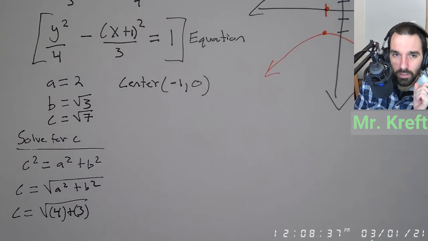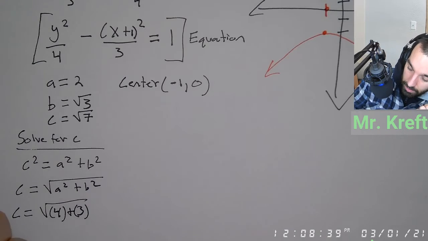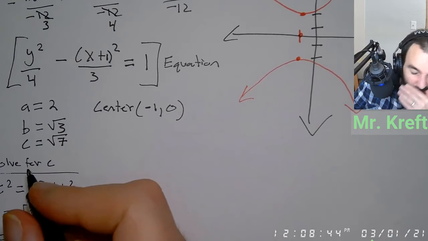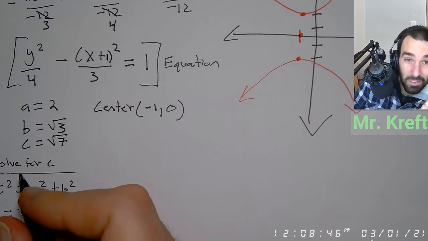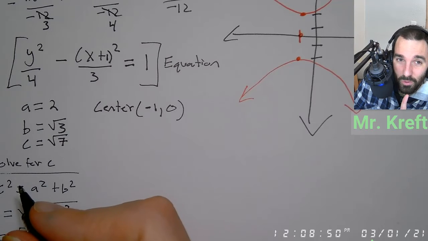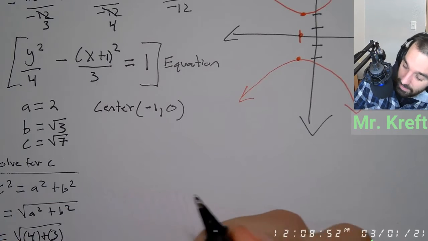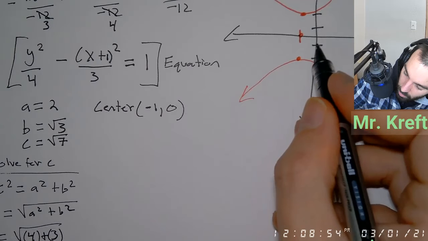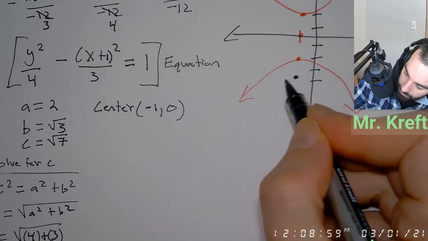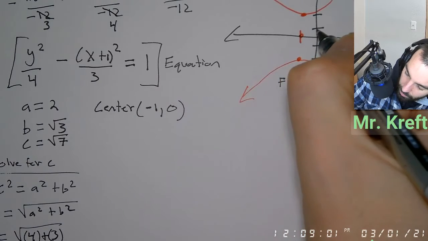Because square root of 7 is irrational. Okay, so that means my foci, right? So square root of 7, let's see, 4. So it's a little less than 4, right? Square root of 7 is a little less than 4 because 4 times 4 is 8. So I'm going to go down 1, 2, 3, 4. So a little less than 4. There's my foci.